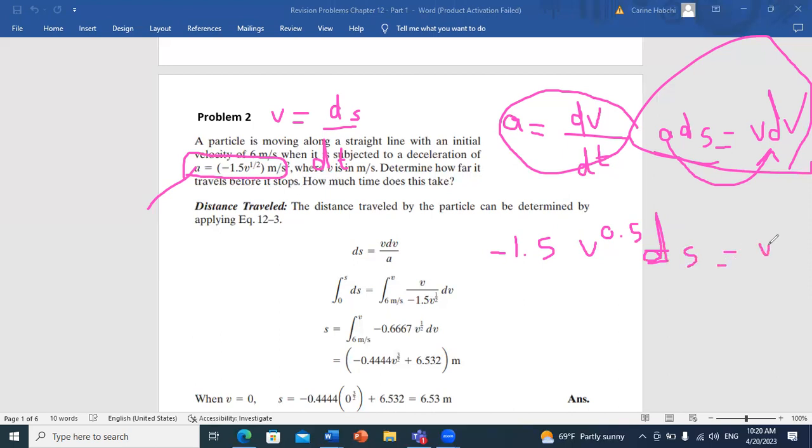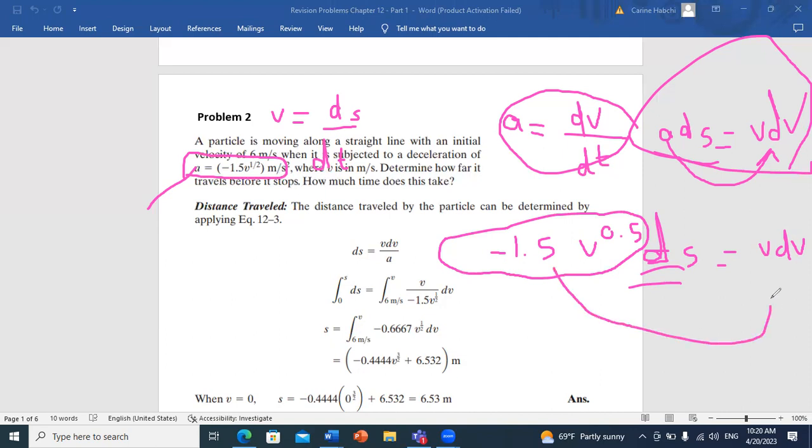Because a is not a function of s, it's a function of v, we take it to the other side. A function of s we would keep on the side of ds, but since it's expressed as a function of v, to be able to do the integral, we take it to the other side. Now for the first side, we just have ds. So we integrate from 0 to s, depending on the boundary condition.